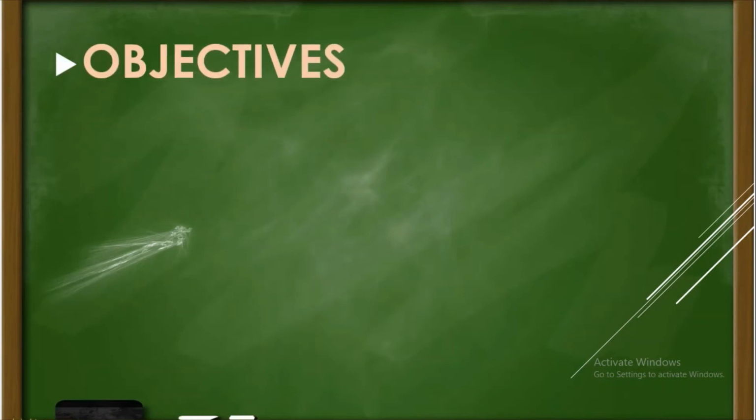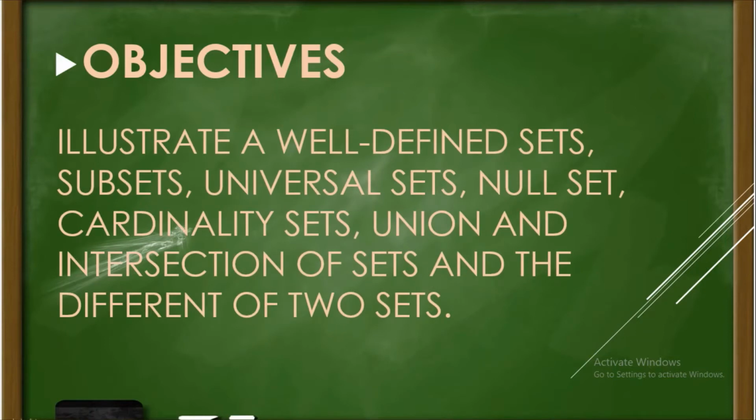Hello everyone. Before we proceed to our formal discussion, let us first know our objective. We have here: illustrate a well-defined set, subsets, universal sets, null set, cardinality of sets, union and intersection of sets, and the difference of two sets.